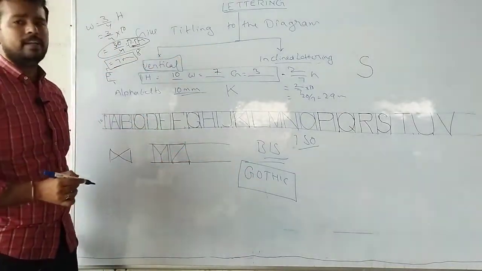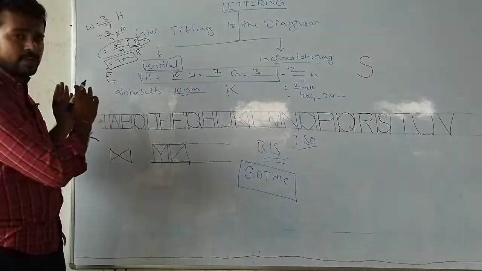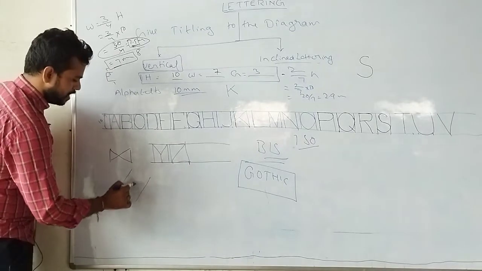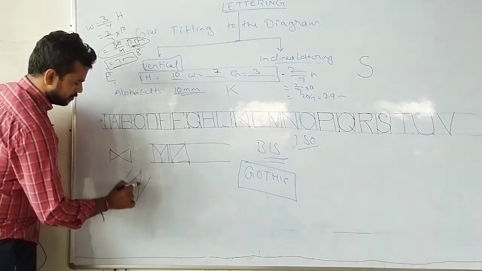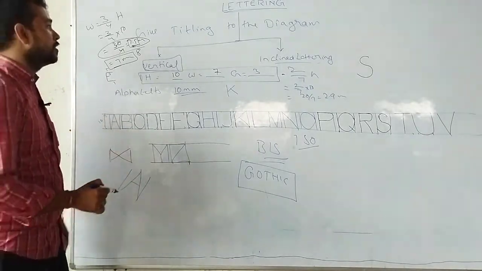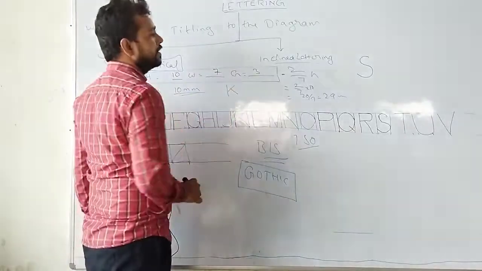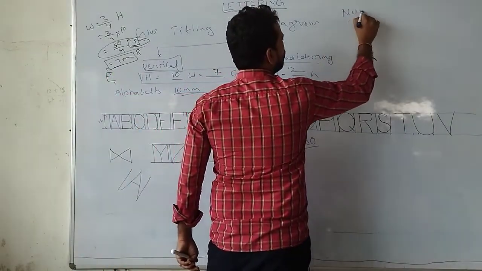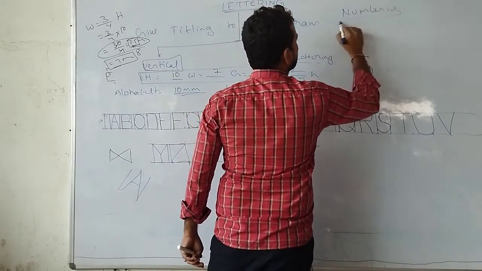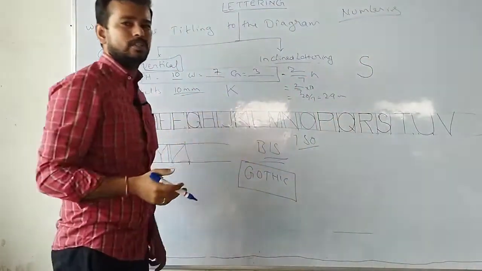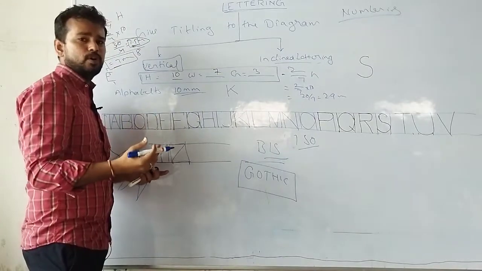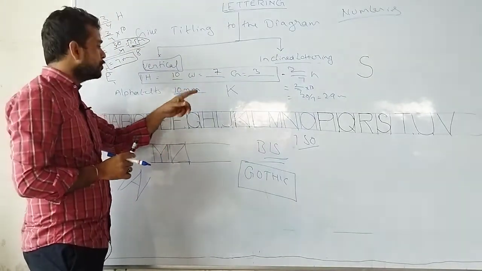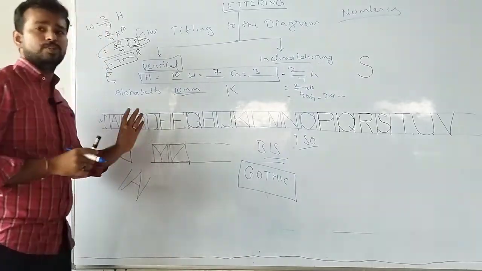If it is inclined lettering, all the alphabets will be inclined like that. Suppose A will be like this. So there are vertical lettering and inclined lettering. Of course, there is numbering also, but we don't need to expect many questions from numbering. It is not that important from the exam point of view, but these are very, very important.